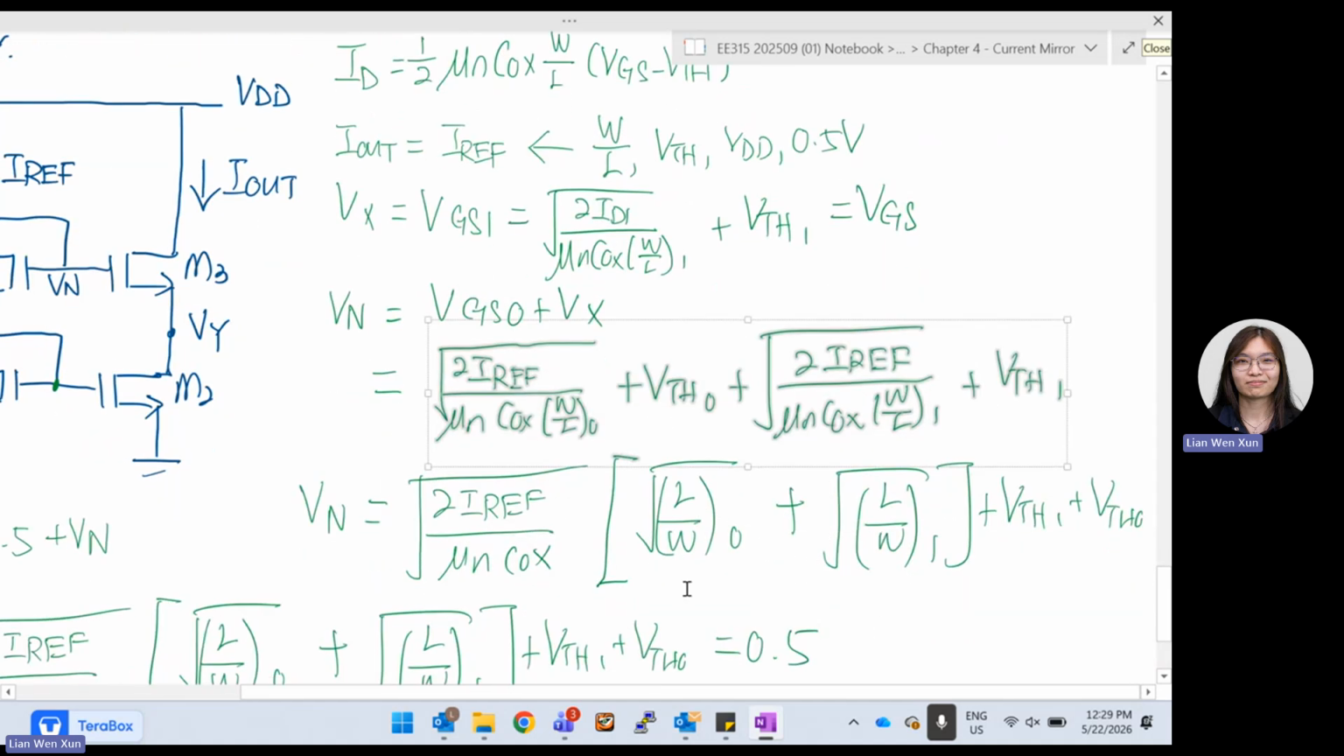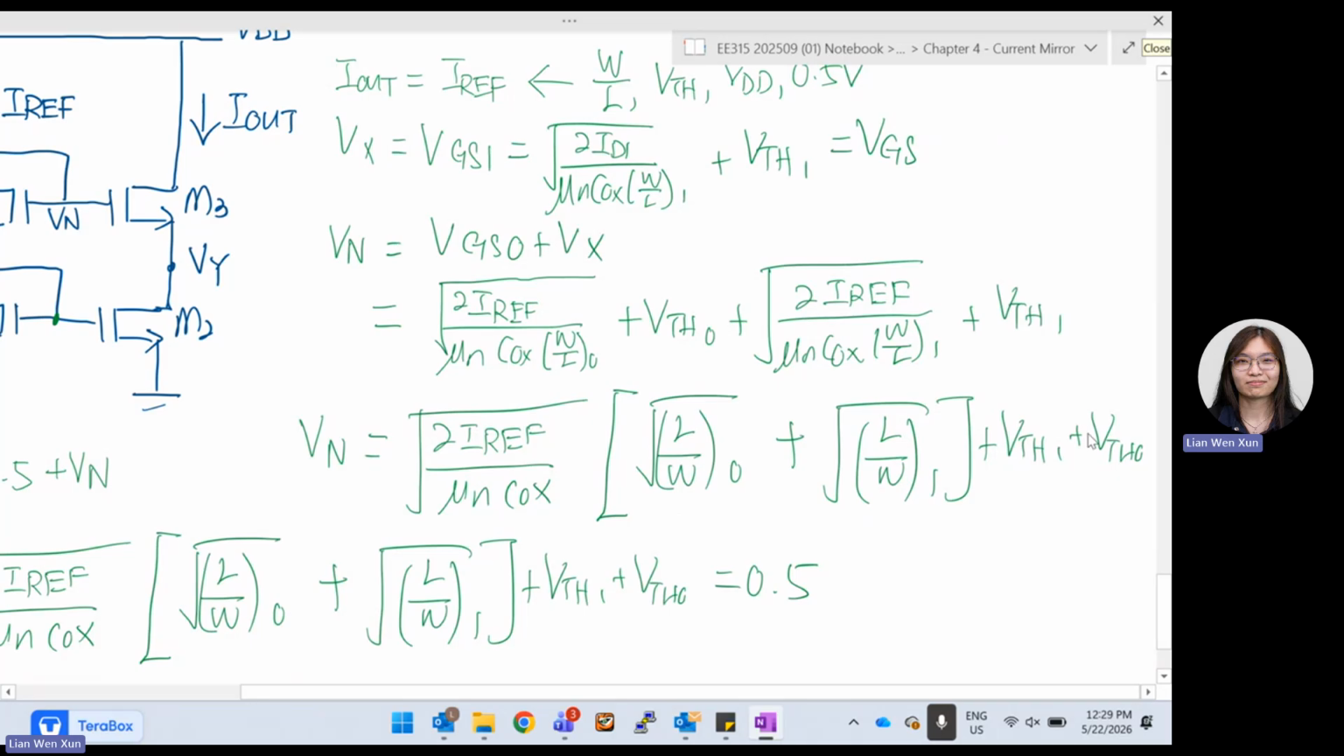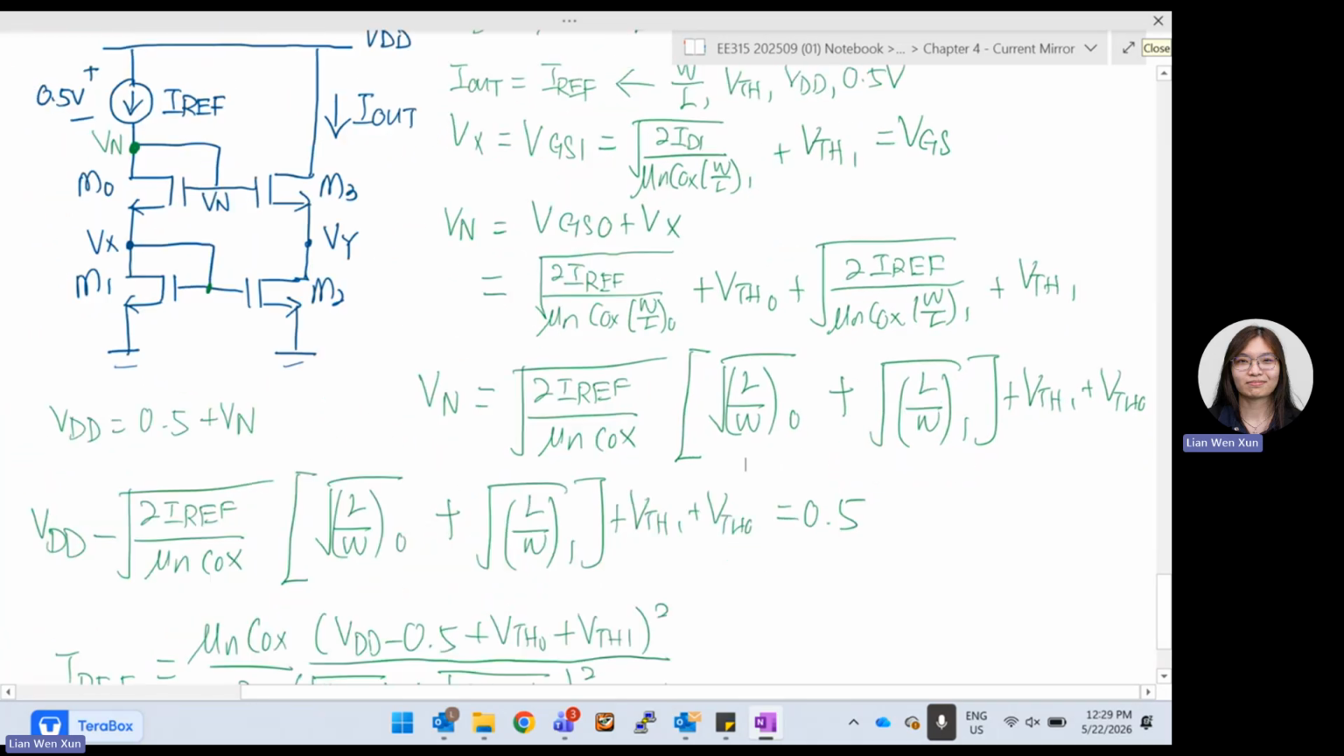We can rearrange a little bit to show only L over W. We move this term up because IREF to IREF is the same, and mu n C ox is the same. We move this W over L up, and then VTH1, VTH0, we need to remain. So now we can check.